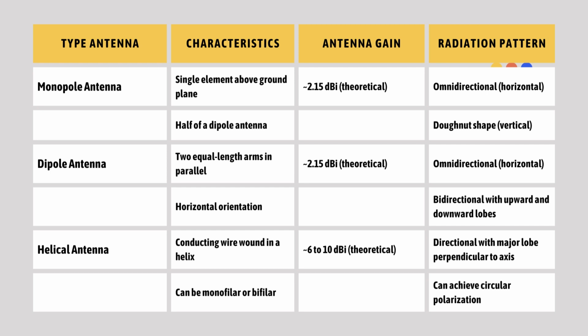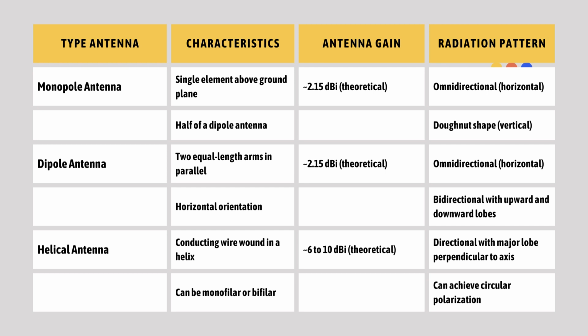The second one is the dipole antenna. The characteristic of the dipole antenna is two equal length arms in parallel and horizontal orientation. The antenna gain of the dipole is 2.15 dBi also, and the radiation pattern in horizontal is omnidirectional and bidirectional with upward and downward lobes. The last one is the helical antenna.